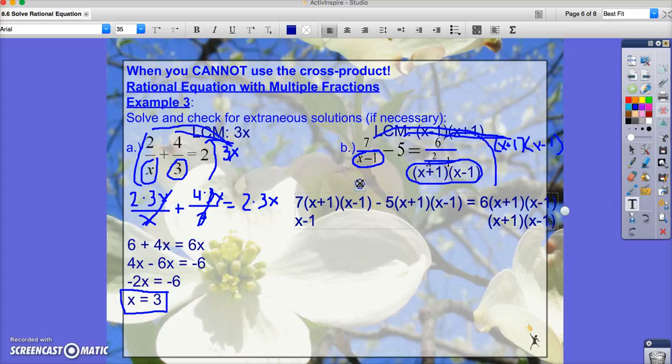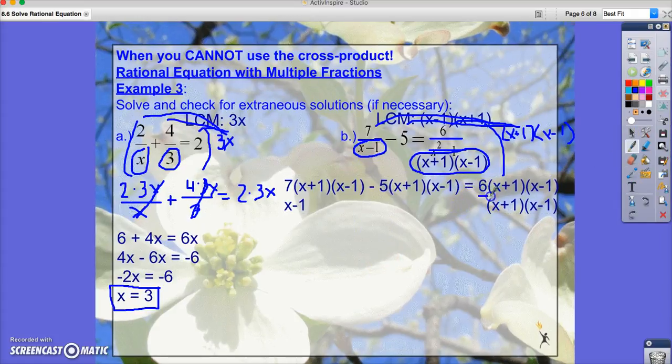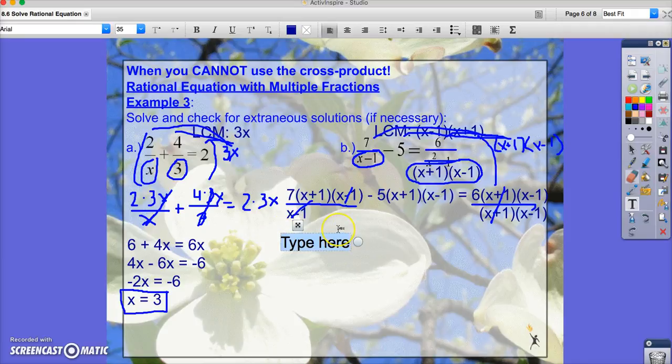Can we all see that there? I'll draw my little fraction bars. You'll notice the denominator stays exactly the same. We're only multiplying the LCM to the numerators. And the minus 5 had no denominator, so we just attach it. So these go away, the x minus 1s, the x plus 1s go away. You can see what we're left with. I'm going to type it out first before I multiply. I'm left with 7 times the quantity x plus 1 minus 5.